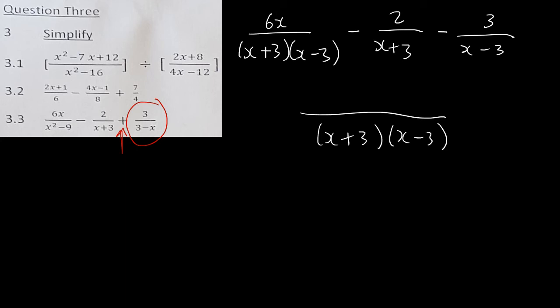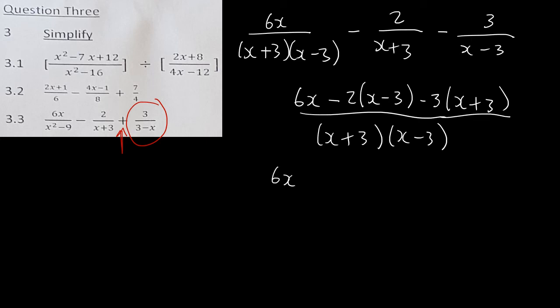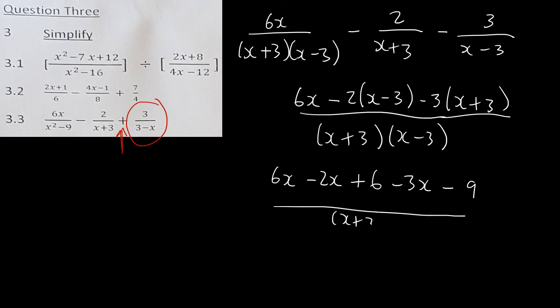So in the first case, the 6x will remain the same. The second case here, we have the x plus 3 goes in there, so we're left with x minus 3. And the third case, we're left with x plus 3. And so now let's multiply through. We multiply through, we have 6x minus 2x plus 6 minus 3x minus 9 over x plus 3 to x minus 3.